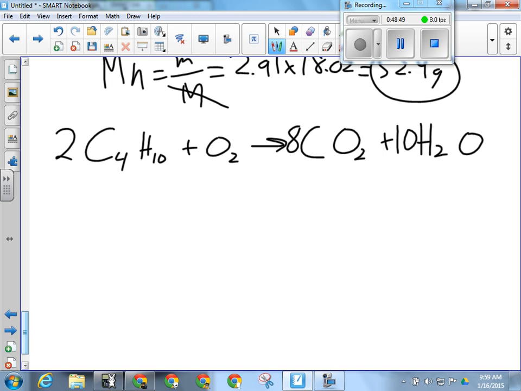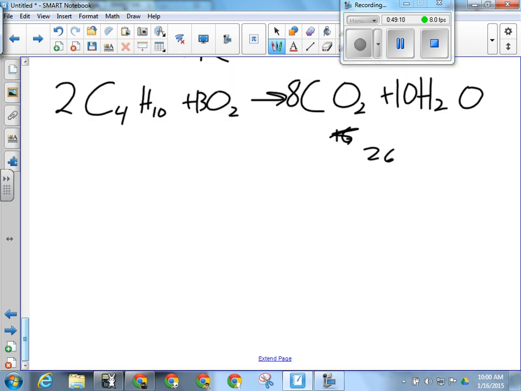Then I look at my oxygens. 8 times 2, there's 16 there. 10 times 1 is 10. So I've got 26 oxygens on this side. What times 2 will give me 26? 13. So you just got to remember, balance it alphabetically and the rule of 2. Those are the 2 special rules. Okay, balancing in general.